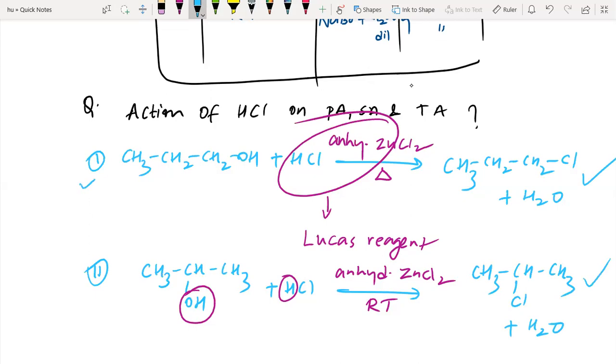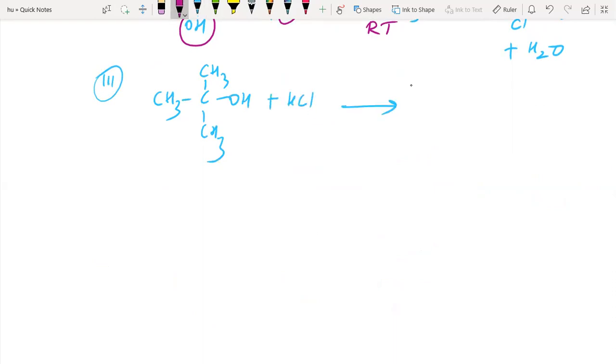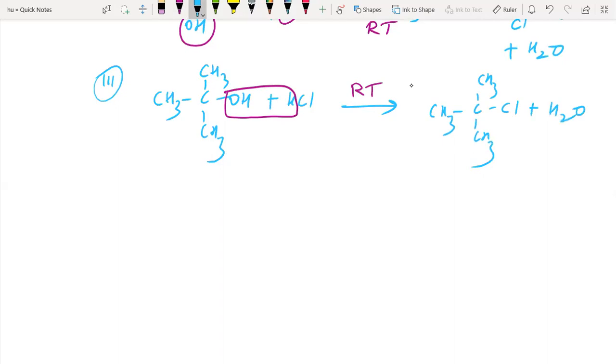So we are done with primary alcohol and secondary alcohol. Now we'll see the reaction with tertiary alcohol. Third one: tertiary butyl alcohol is reacted with HCl. Now we'll see what we have to write on the arrow. This time we'll write only room temperature, and a water molecule is given out. The product we get is tertiary butyl chloride plus water.